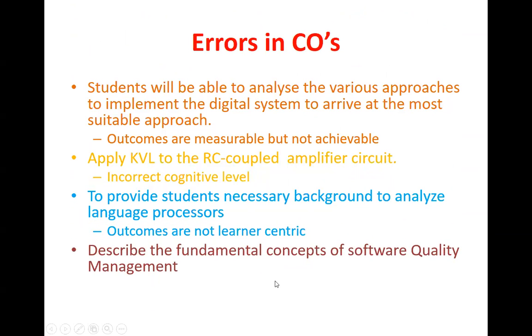Describe the fundamental concepts of software quality management. So here, as we can see, it's a broad statement. Outcomes are measurable. Fundamental concepts can be described, but it is not specific. Which software, or what quality should be measured? It is not specific. So these are the errors which we often make while writing a course outcome.